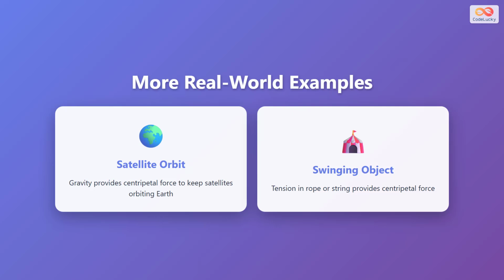Here are 2 more fascinating examples of centripetal force in action. Satellites orbiting Earth rely on gravity as their centripetal force. The gravitational pull of Earth constantly pulls the satellite toward the planet's center, keeping it in orbit rather than flying off into space. When you swing an object on a rope or string, the tension in that rope provides the centripetal force. The rope pulls the object inward toward your hand, which acts as the center of the circular motion.